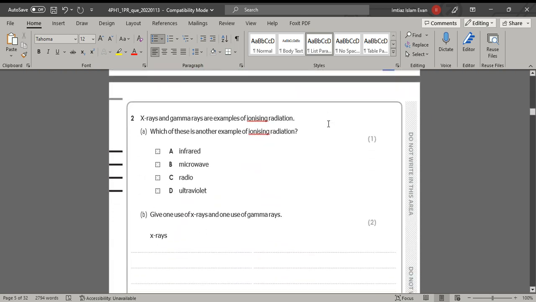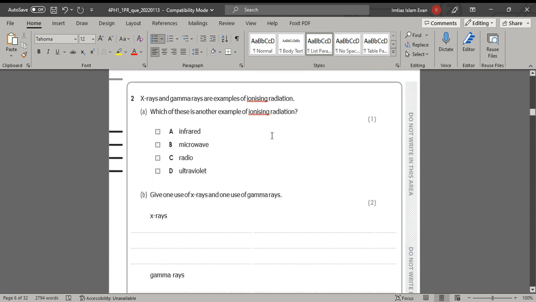Okay. Now, question number two. X-rays and gamma rays are examples of ionizing radiation. Which one of these is another example of ionizing radiation? What we know from here is that radiation which causes an electron to be removed from an atom is basically ionizing radiation. Now, radio waves, microwaves, and infrared are electromagnetic radiations, and these are not ionizing radiations. So the answer should be D here, the ultraviolet radiation.